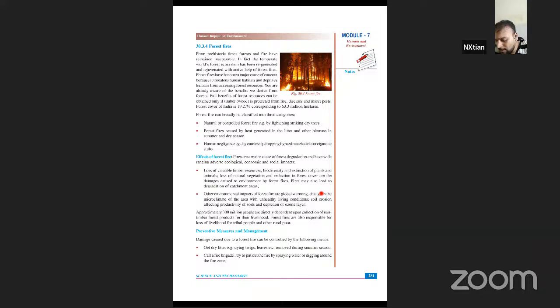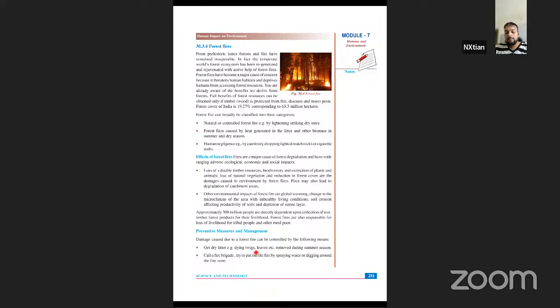Preventive measures. What are the preventive measures? Get dry litter, dry twigs and leaves removed before the summer season. When the summer season comes, you know that because of heat, the dry leaves can catch fire. So remove these things. Or call a fire brigade.